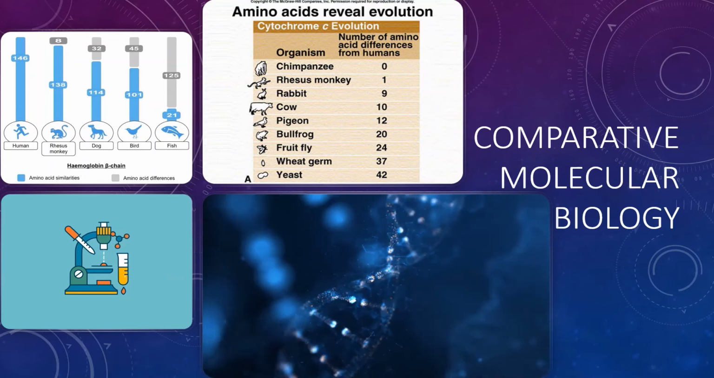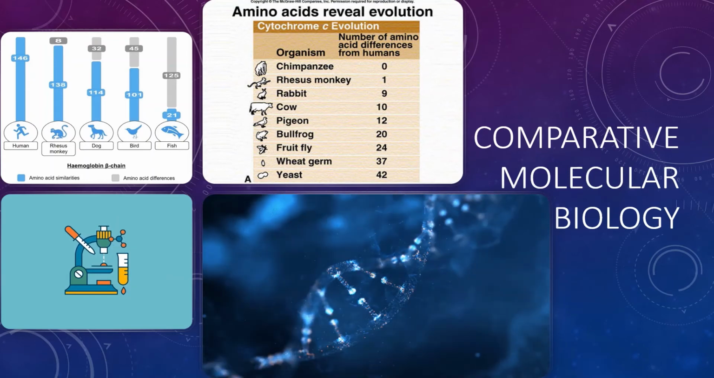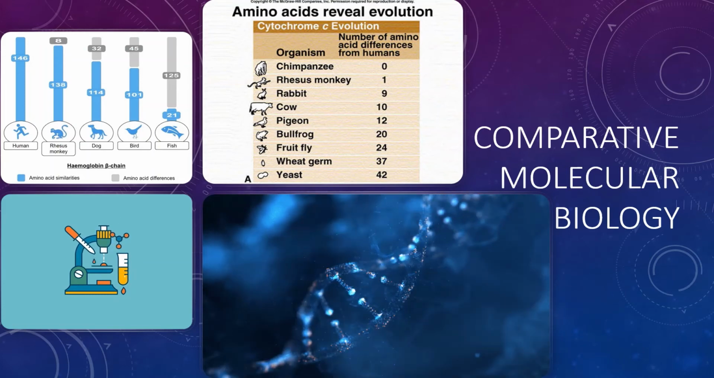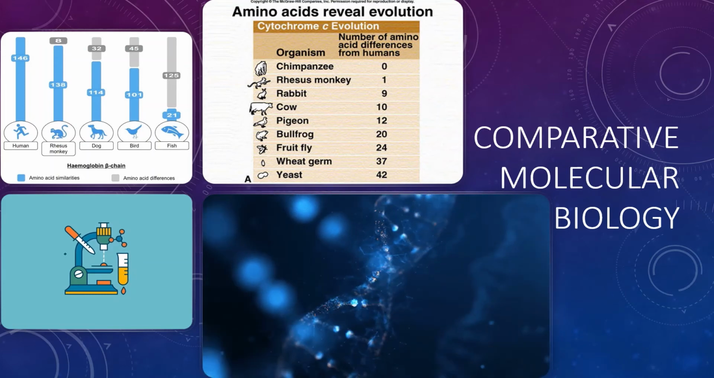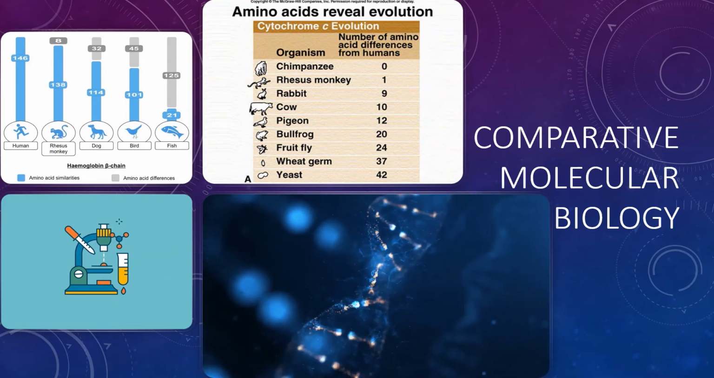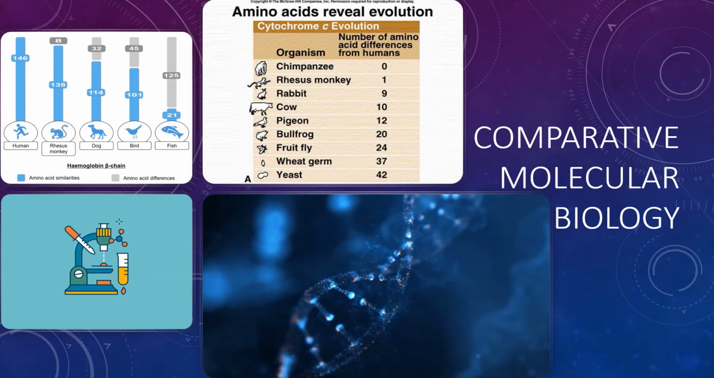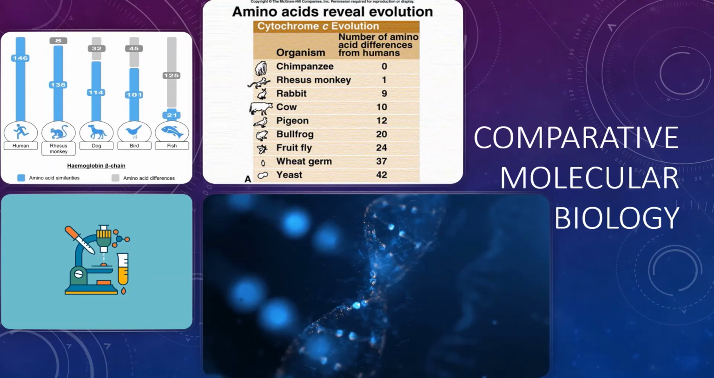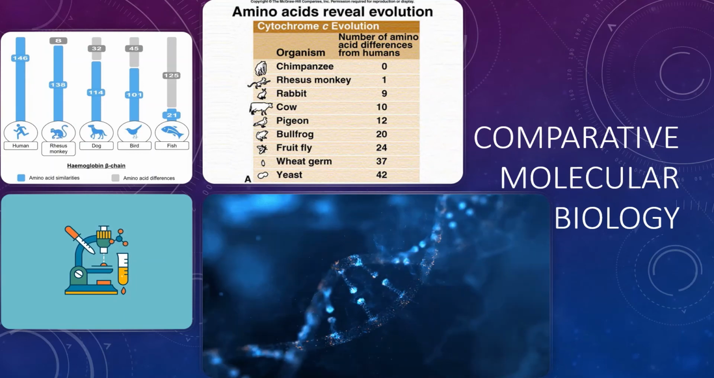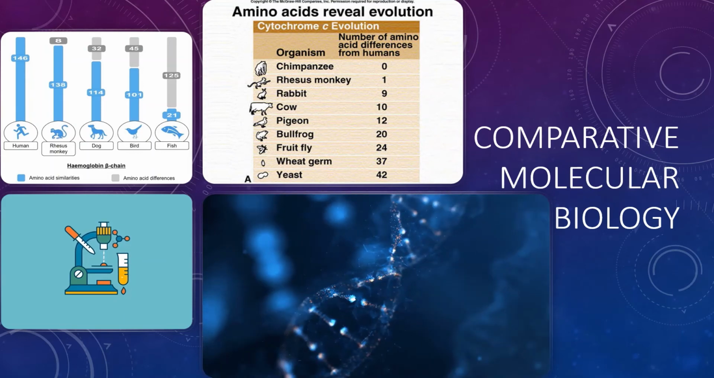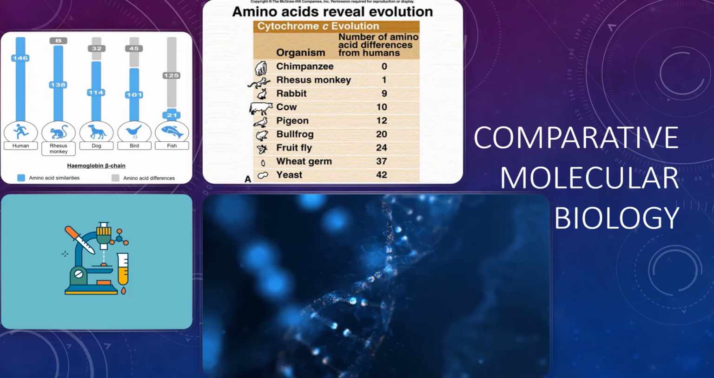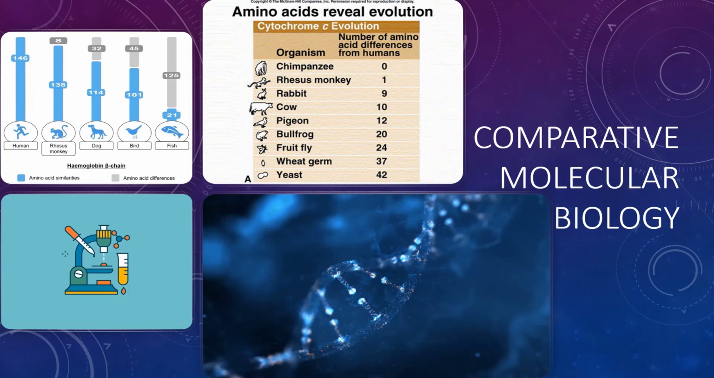You could look at, for example, in that top right image on cytochrome C, if all those species have a cytochrome C, you can look and see how many differences in amino acids, which again is that unit of protein, there are. Or you could look at something else like the hemoglobin beta chain. You could see how many amino acid similarities or differences there are between species. The more differences, the more distantly related; the more similar, the more closely related.